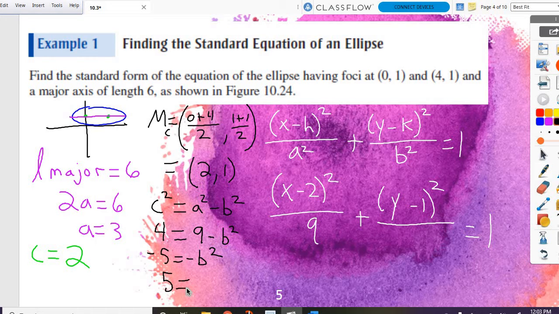So what does B squared equal? 5. Do we agree? Now, if they asked us to find your co-vertices or the length of the minor axis, or they just asked you what B was, then we would have to take the square root, and the square root of 5 is going to be 2 point something. But in this case, we're just writing the equation. So remember that our equation has B squared in it, so we don't really need B. So we just plug in B squared. And we're done. Questions on that?